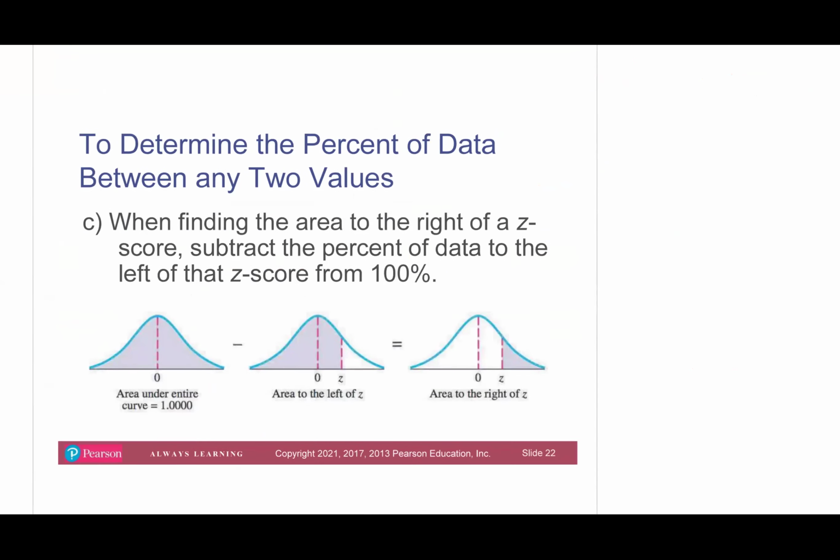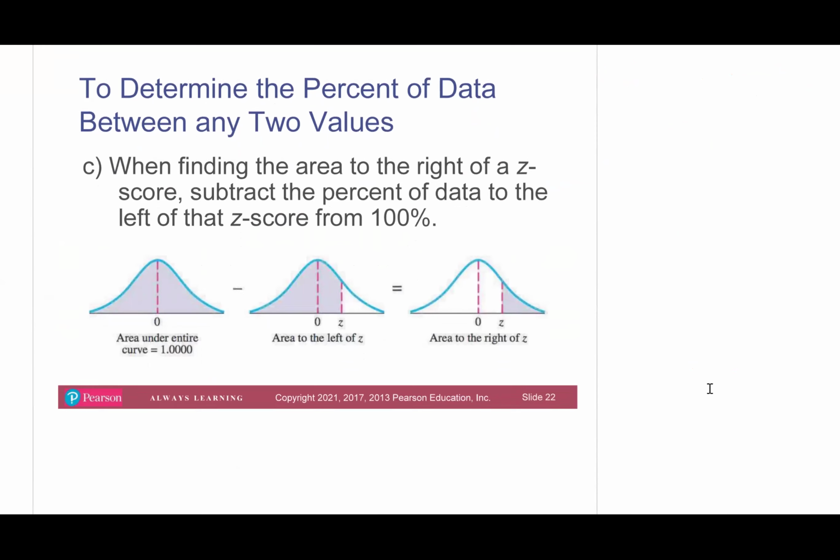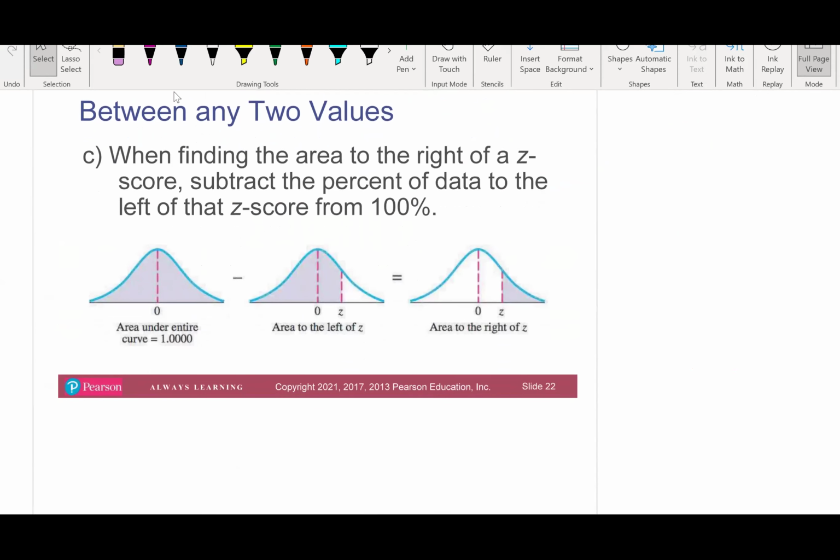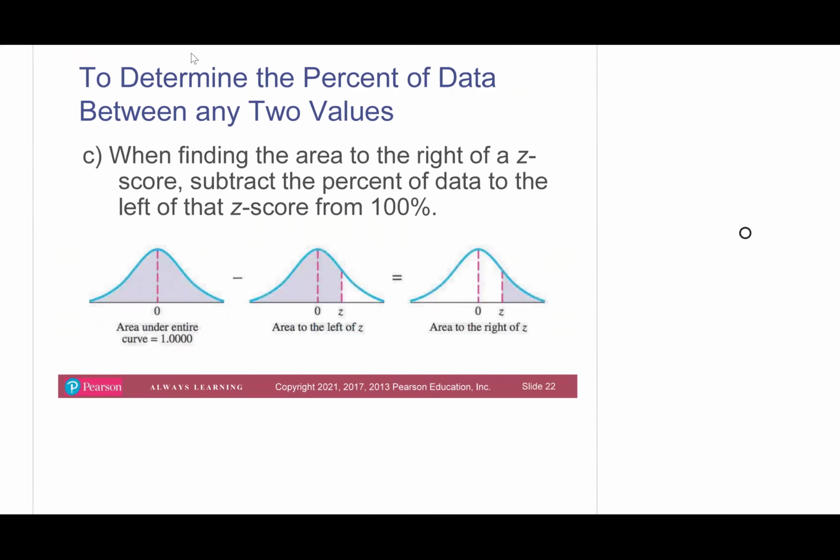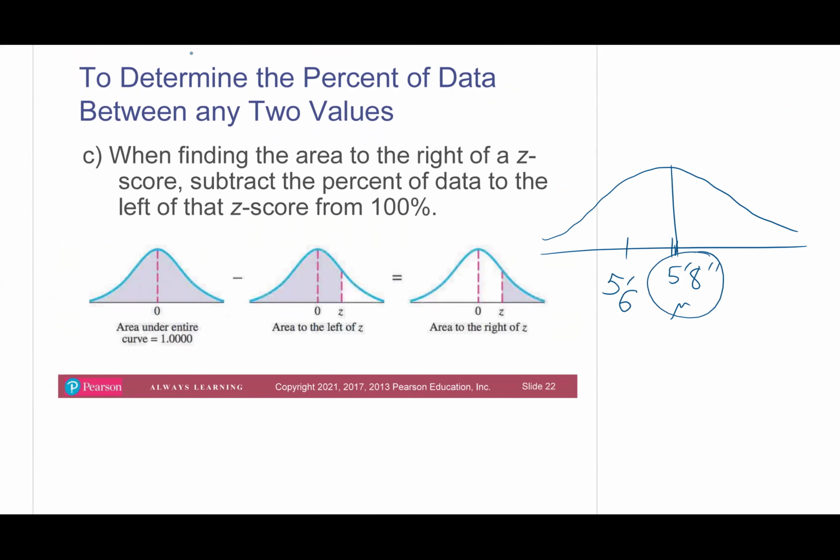Okay. To determine the percent of data between any two data values, this is where we have to do a little bit of math. And I think this is why it's important to draw a picture of what you've got going on. If we're talking about heights of men, let's say the average is 5'8". But what if I wanted to know what percent of men in the US are between 5'6" and, say, 6'1" or something like that? We haven't used the word probability yet, but we'll get there.